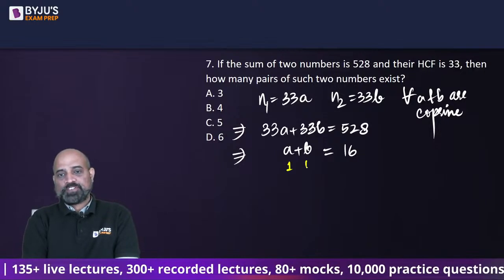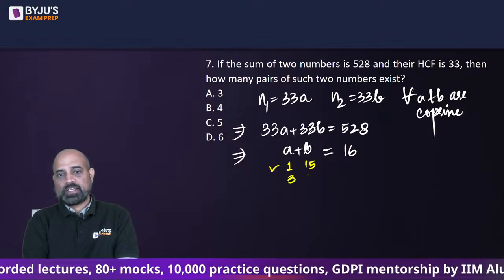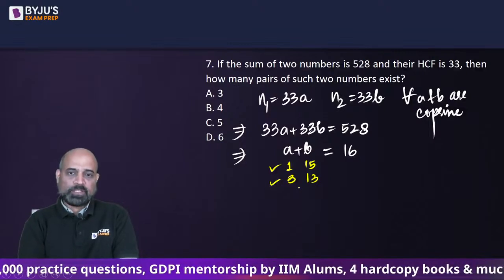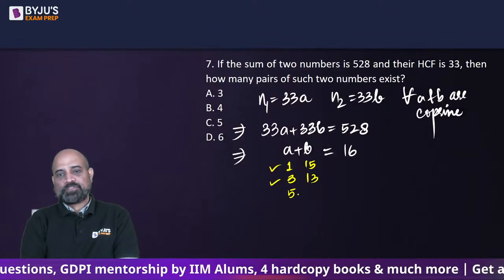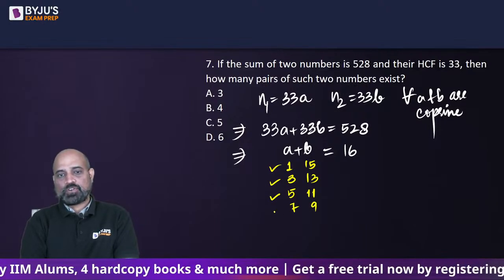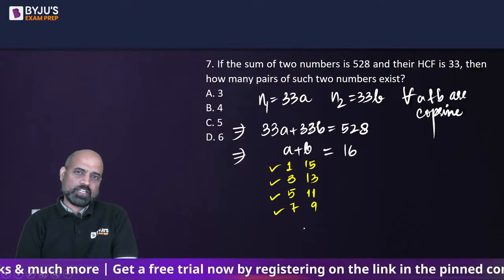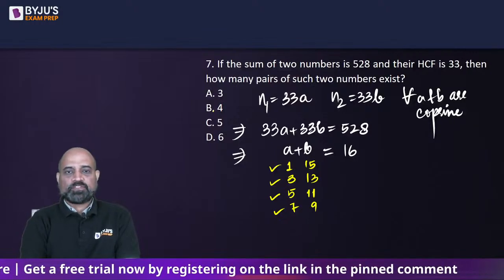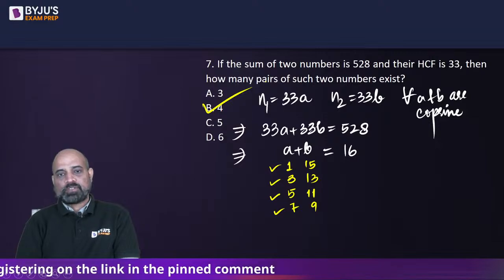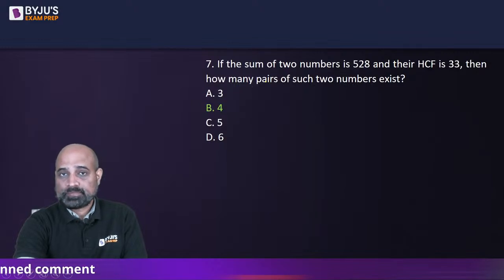So 1 and 15, they are co-prime. 2 and 14 are not. 3 and 13 are. 4 and 12 not. So any pair of even numbers will not be there. If I take a 5, obviously 5 and 11 are co-prime. Then if I take a 7, 7 and 9 are co-prime. And if we go further, we will get 9 and 7, which will not really help, right? So we get 4 such pairs of numbers that satisfy these conditions. Okay.